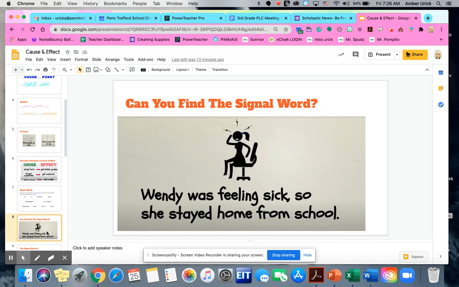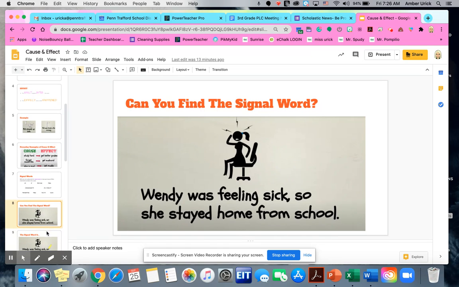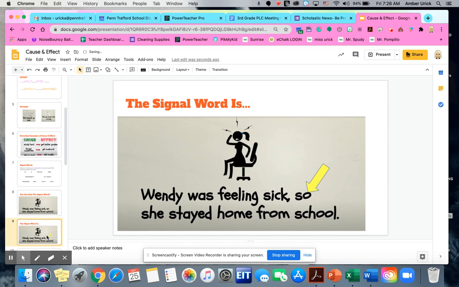So here's an example. Can you spot the cause effect signal word or words? Wendy was feeling sick, so she stayed home from school. Can you find it? Take a minute to look for the signal word. Do you see it? What is it? Shout it out if you see it. Did you say so? Then you got it right. Good job.